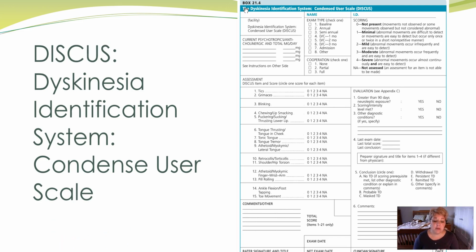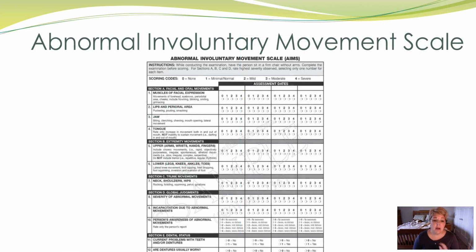So this is the example of the DISCUS, and the next slide is the Abnormal Involuntary Movement Scale, and this is called the AIMS scale. You're going to see these loaded into the electronic medical record, especially in acute psych. And the physicians are often going to be the ones that are going to be evaluating this, especially if there's a new psychiatric drug on board. So I do want you to know that these two scales are out there, and that it's there to assess people that are using the antipsychotic medications.